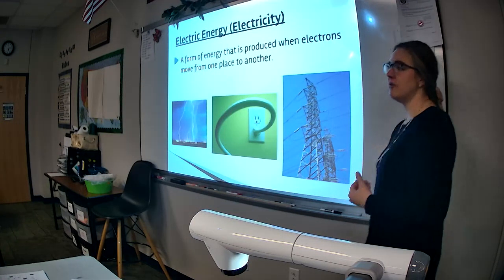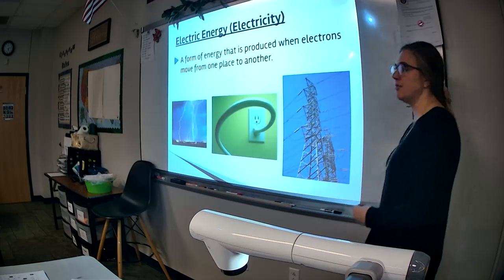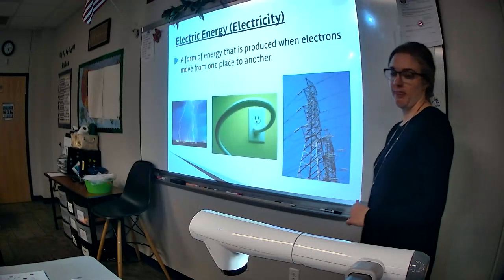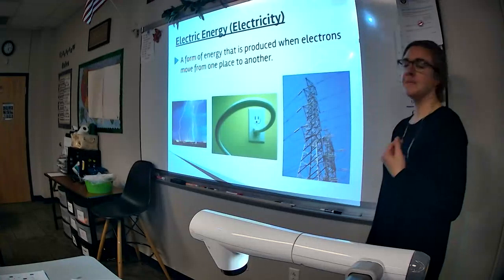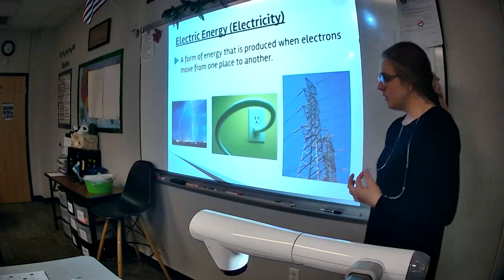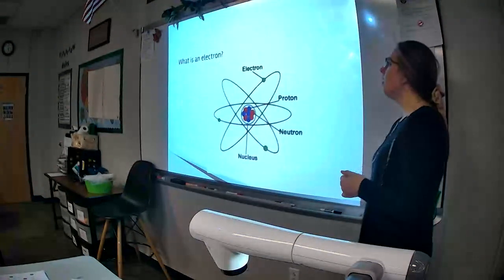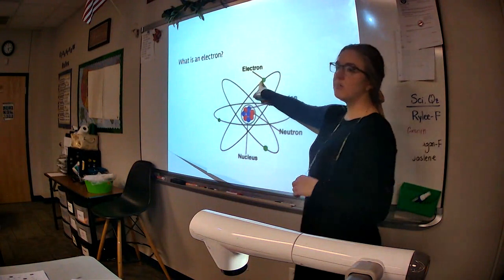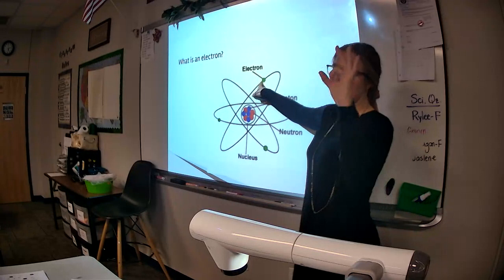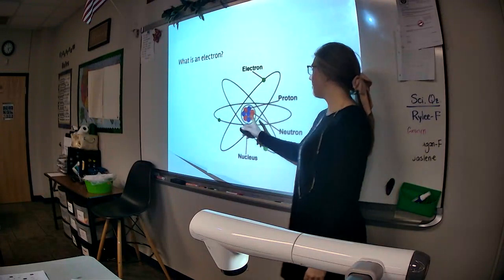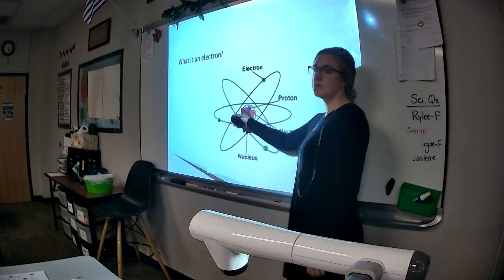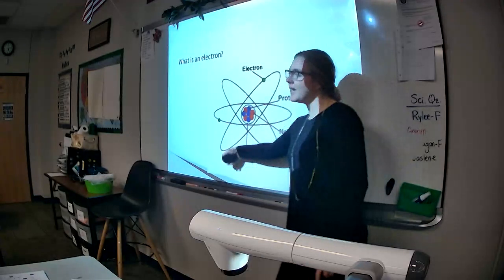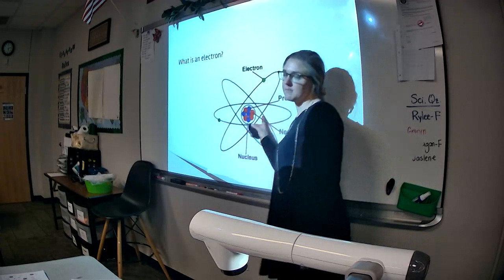Electrical energy is a form of energy produced when electrons move from one place to another. Okay? So, hopefully you know the answer to this, but what is an electron? An electron is the subatomic particle, meaning the small part that builds up an atom, okay? It's one of them. There are 3. The others are protons and neutrons, but they're in the nucleus, okay? The electron is the particle that's actually spinning around the nucleus of the atom all the time, okay?